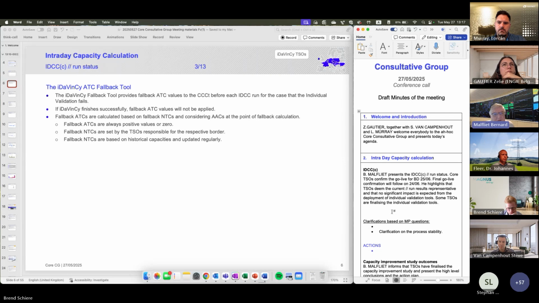And they are based on historical capacity. So they are based on what has historically been acceptable NTCs. So they are set at reasonable levels usually. But it's difficult to give more details on that. What we have seen in the past is that when they were applied, they were quite reasonable in terms of capacity, so comparable to other days, let's say.